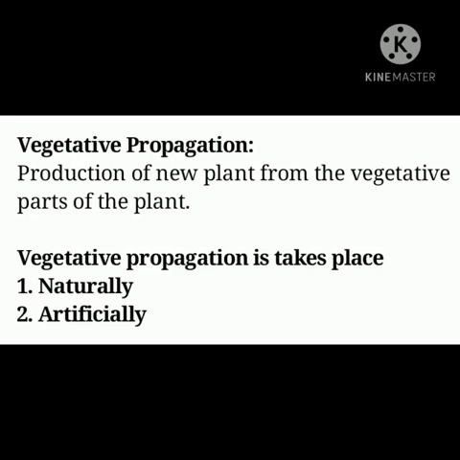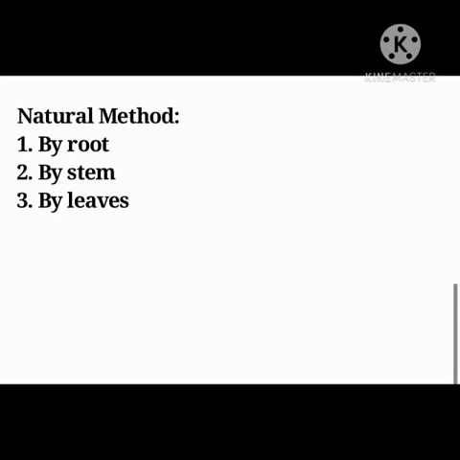Vegetative reproduction takes place by two methods. The first one is the natural method and the second one is the artificial method. So let's study about the natural method first. Natural method of vegetative propagation. Now, what is the natural method? Natural vegetative propagation takes place from the root, stem and leaves of the plant, and in this method the plant reproduces naturally without the interference of human beings.